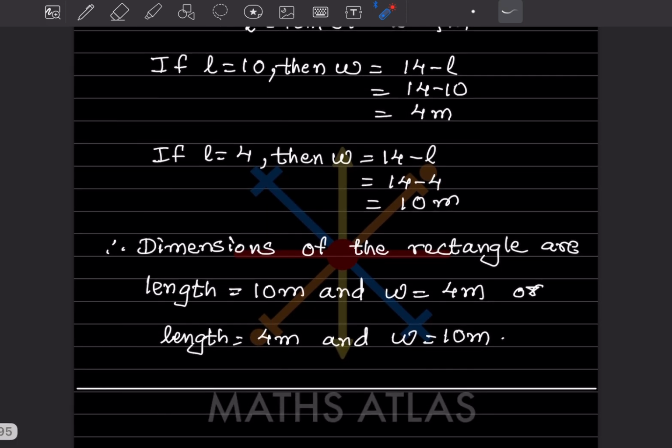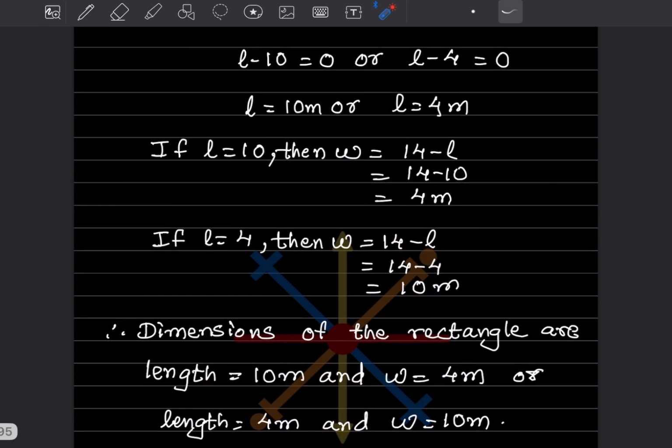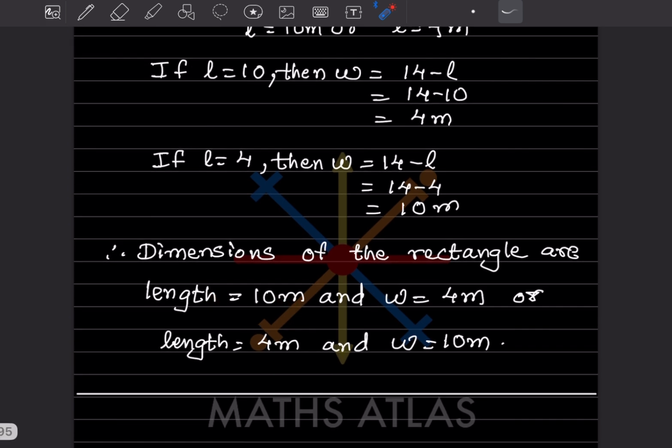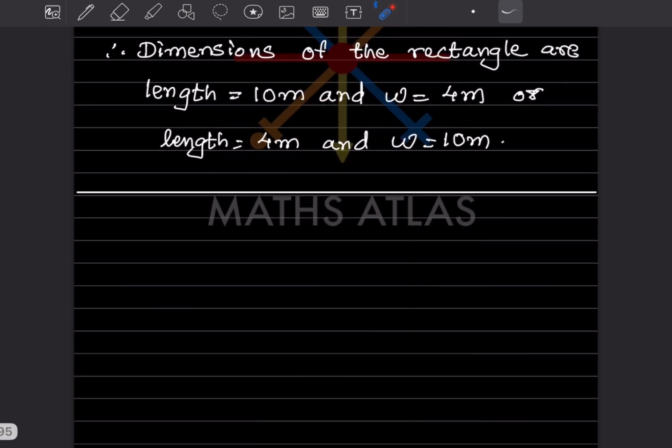So what do we get as the dimensions of the rectangle? We got two lengths, the different ones, 10 and 4. So length is 10 meter. So what was the width over here? This was 4, because when we considered this as 10, we got the width as 4. Or what was the second one? When the length was 4, the width we got as 10. So this we have to write.